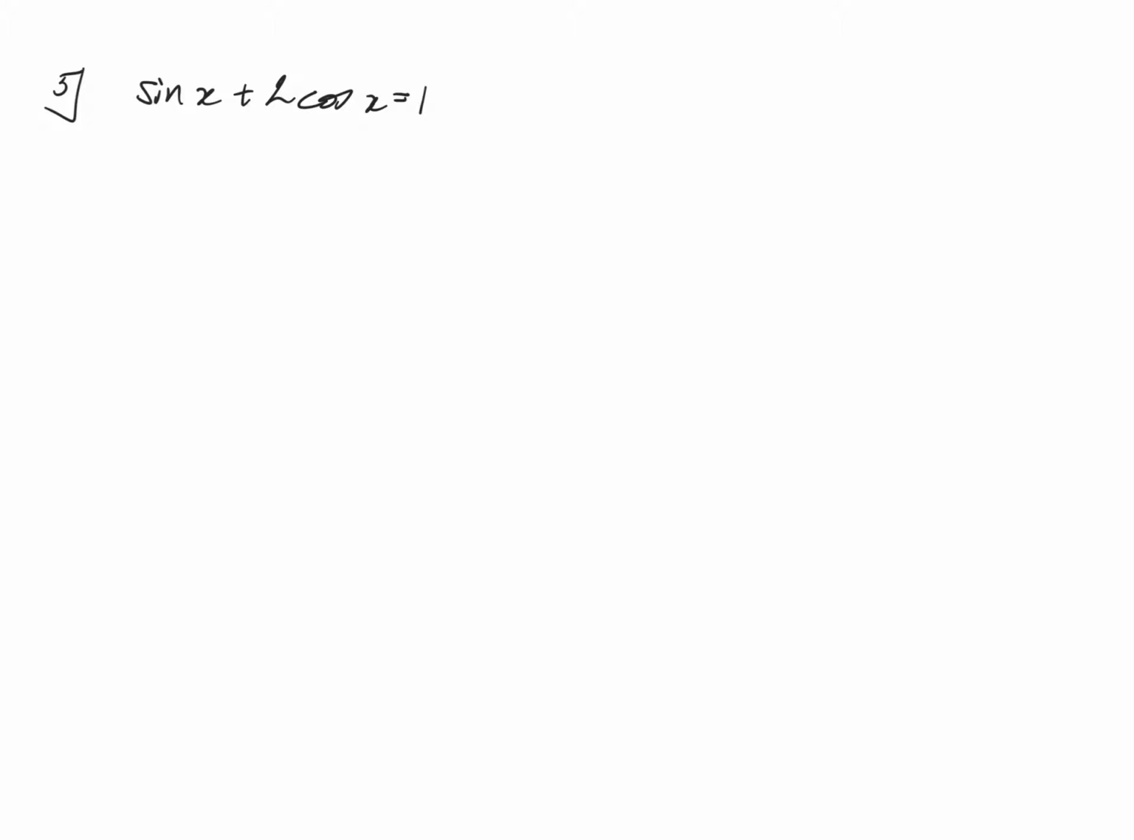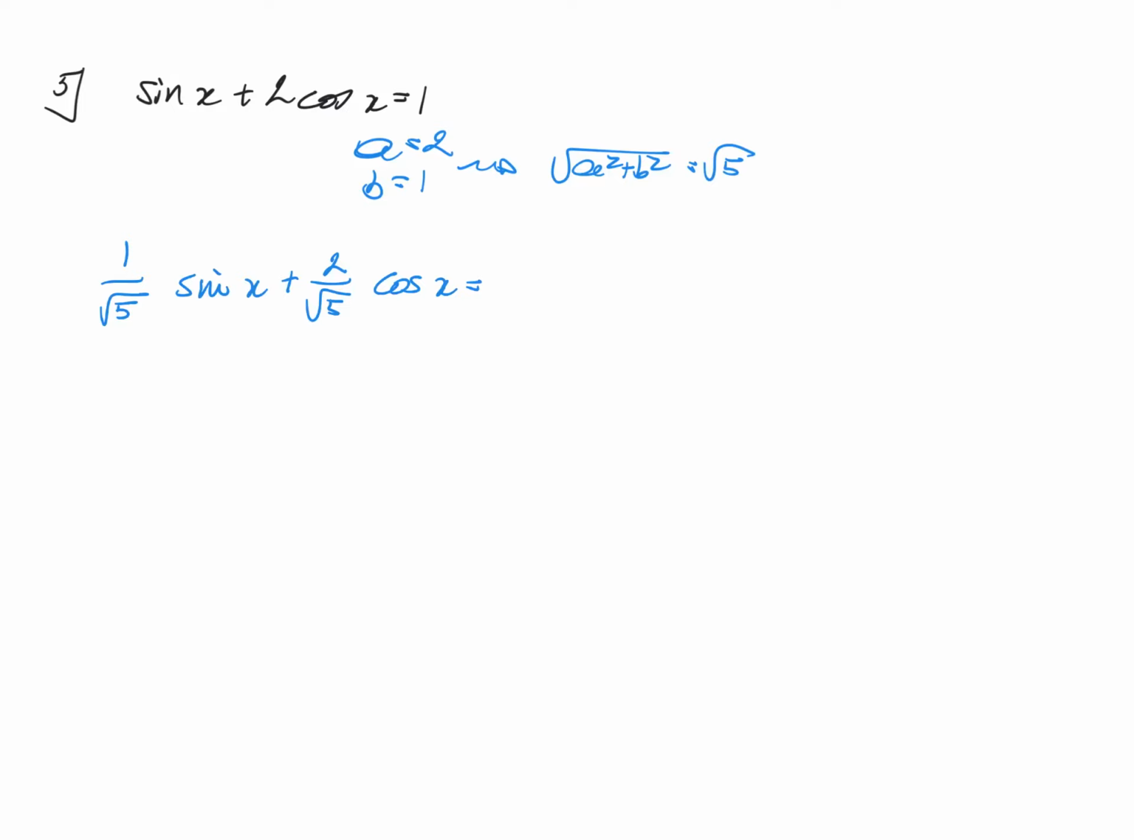In this problem, we are confronted with something of the type a times cosine theta plus b times sine theta. So here what we see, a is equal to 2, b is equal to 1, and we will be dividing by the square root of a squared plus b squared, so the square root of 5. Hence, we get 1 over square root of 5 times sine x plus 2 over square root of 5 times the cosine of x equal to 1 over square root of 5.